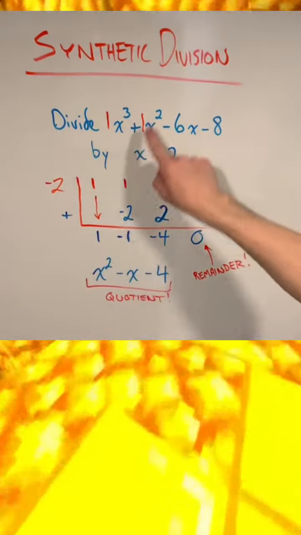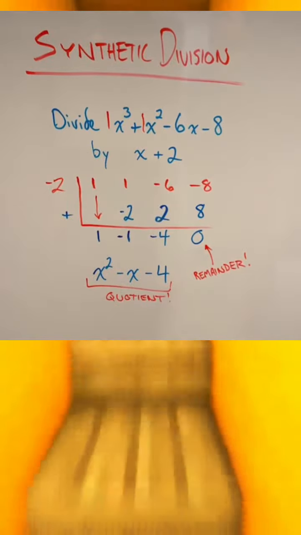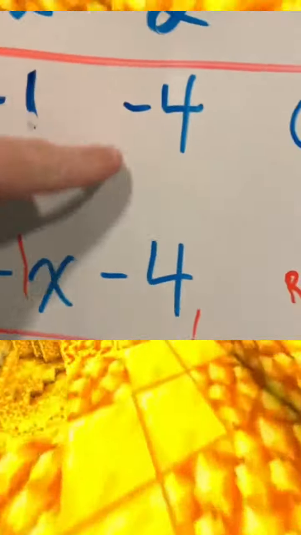Now if we reduce the exponent by 1, these are actually the coefficients on our quotient, and 0 is our remainder. 1, negative 1, negative 4.